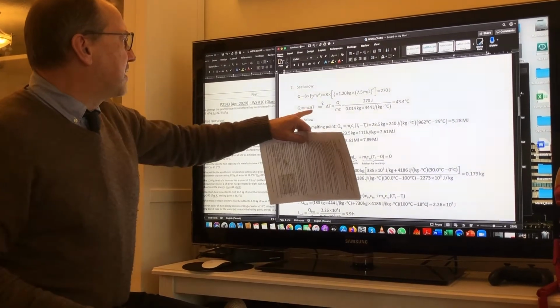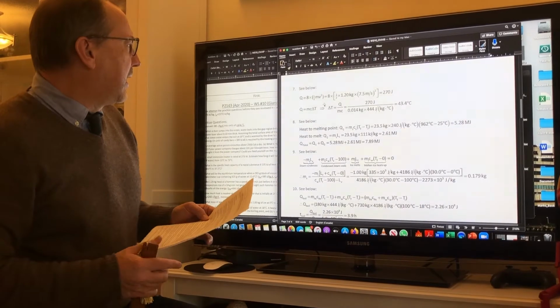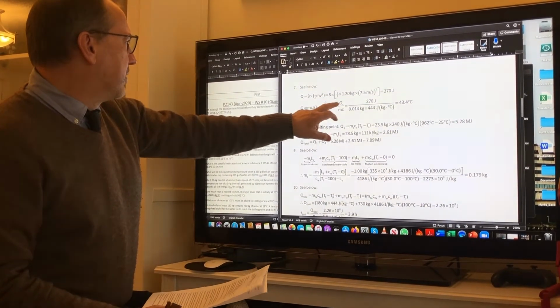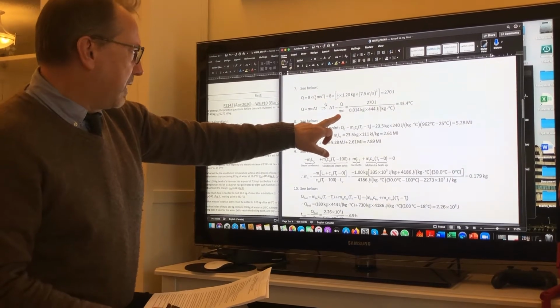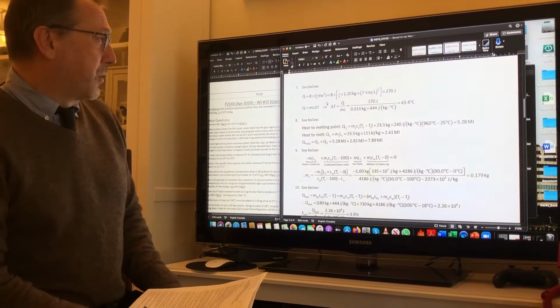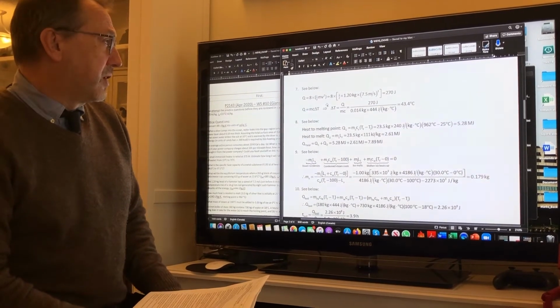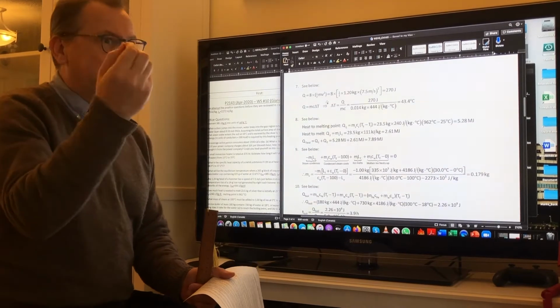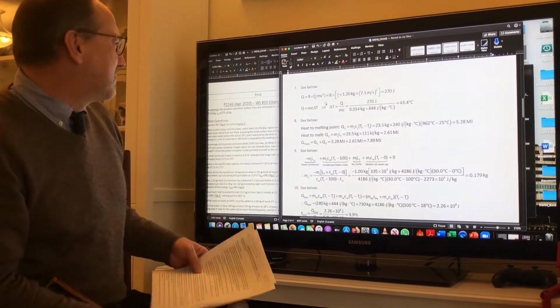Q equals mc delta t, and in that case we have delta t, which is what I want, is Q over mc. I've got all of the numbers, I put them in. The nail will become about 43.5 degrees hotter, right? If you ever pulled a nail out of something, you'll notice it does become appreciably hot.